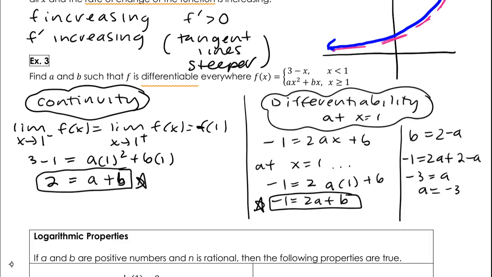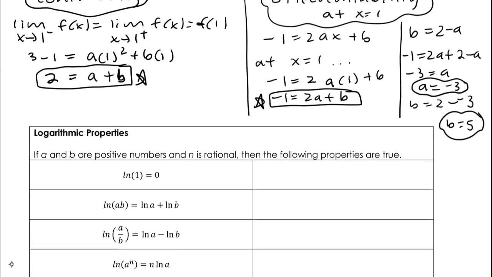But I'm not done because we also need b. But look, I have this nice thing right here that says b is 2 minus a, so now I can say b is 2 minus negative 3, so b is 5. So now I have this b, and I have this a, and I know at these values the function will be differentiable, which also means continuous. Okay, so that was just a brush up of some stuff from the first day.